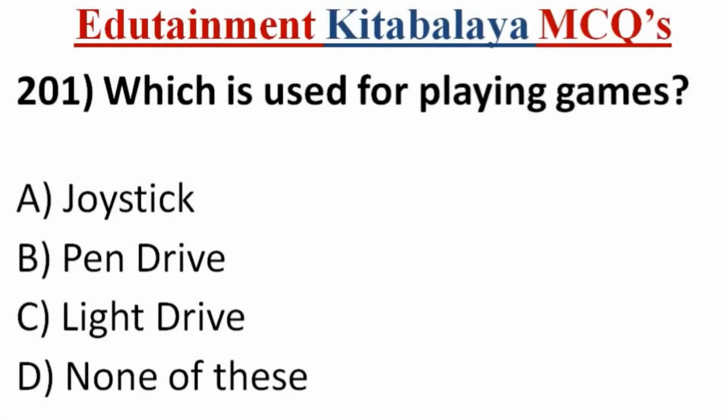Question number 201, which is used for playing games? A. Joystick. B. Pen drive. C. Light drive. D. None of these. Correct answer is A. Joystick.